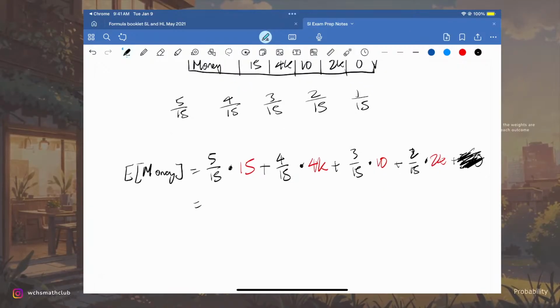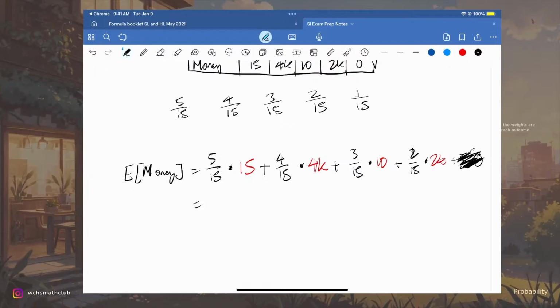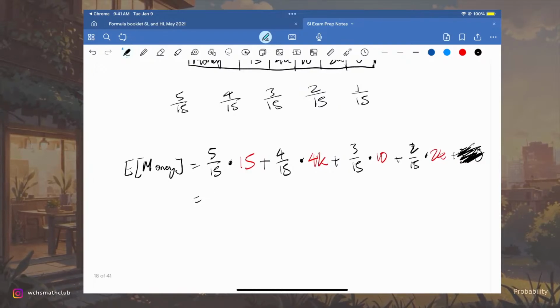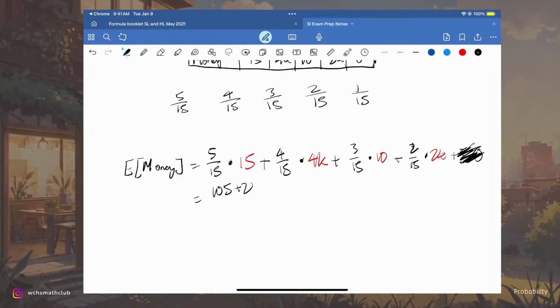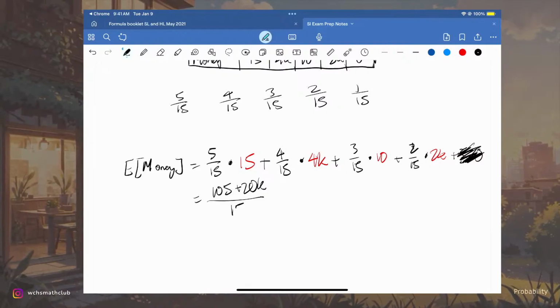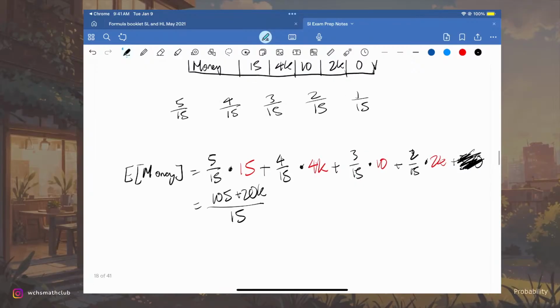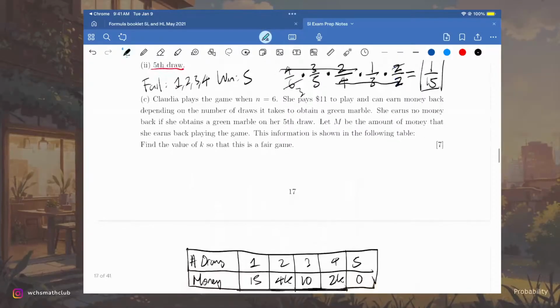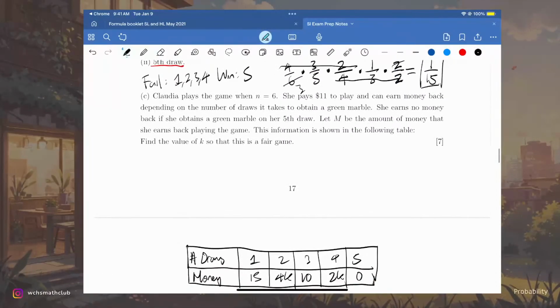what you get is, let's see, 105 plus 20k over 15. And the way to do this is basically just collect like terms. It's really not that hard. And let's go back to the question.